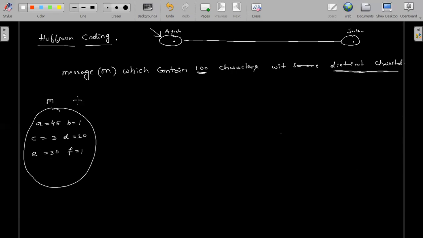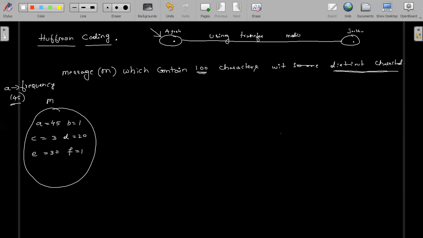Now I will call this 45 A's frequency. A frequency, how much? That is 45, nothing but A repeated 45 times. B frequency is 1. C frequency is 3. Like that. How will you transfer this? How will you transfer it using transfer media?